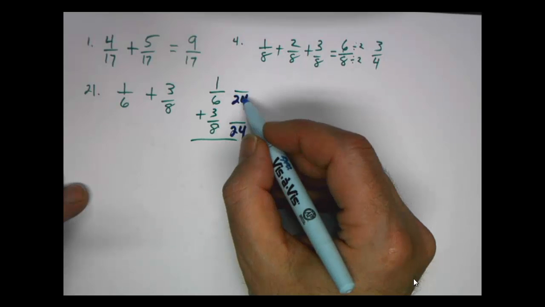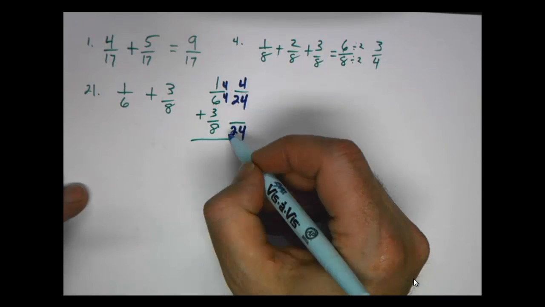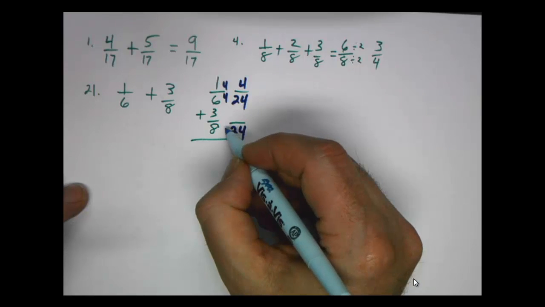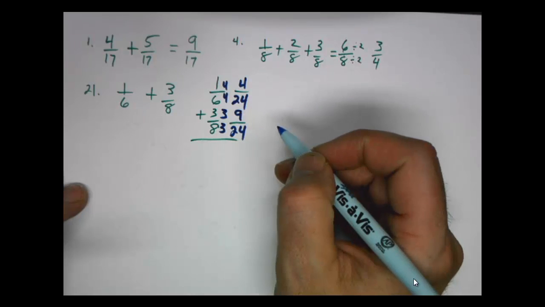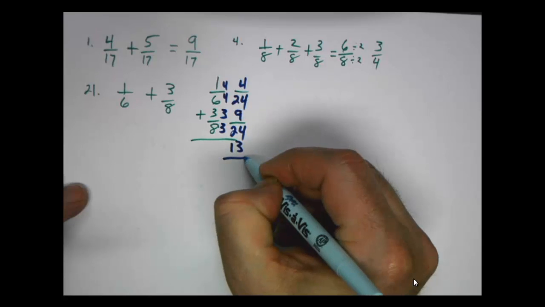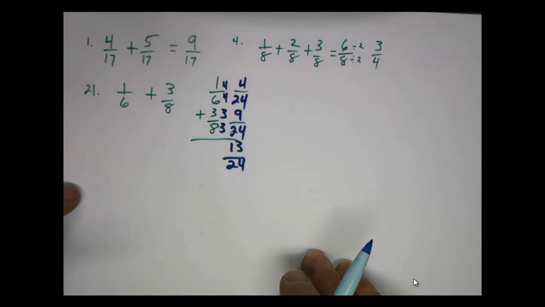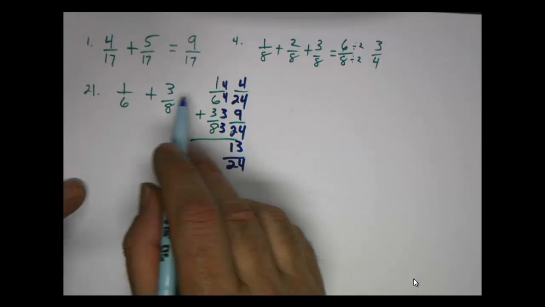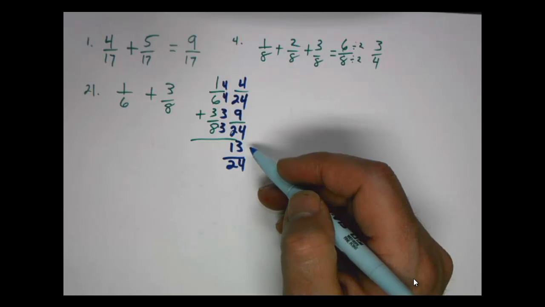So what do we do to 6 to get 24? We multiply by 4. Do it to the bottom, do it to the top. What do we need to do to 8 to get 24? Multiply by 3, do it to the bottom, do it to the top. And we have 9 and 4, which gives us 13/24. There's nothing to reduce or simplify, and we're done. You can do it horizontally, but I think vertically might be a little easier to work with.